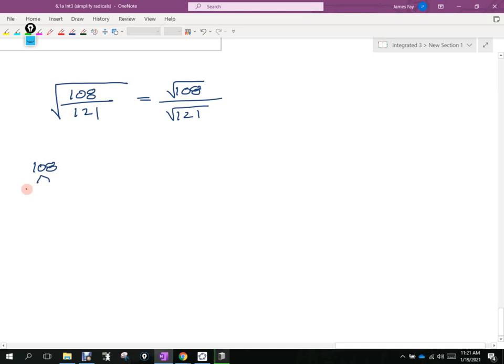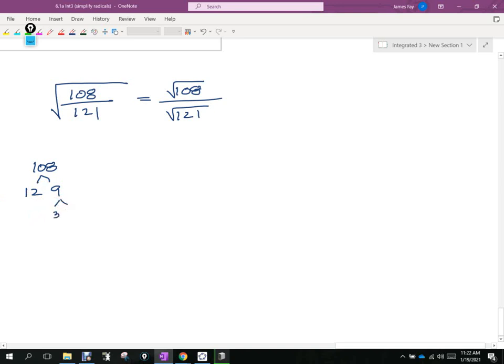$12 and 9? That is a quality answer. I would have gone 2 and 54. But it's pretty impressive that you see 12 and 9 there. Can I stop with 9? I could. Why? Perfect square.